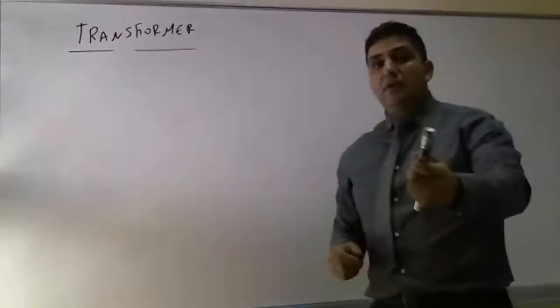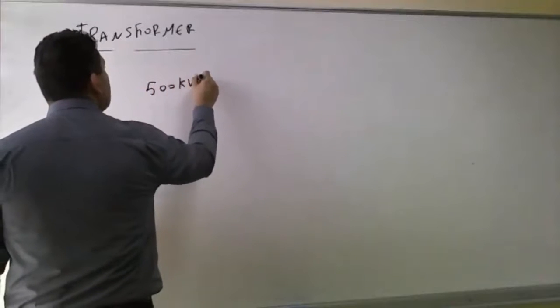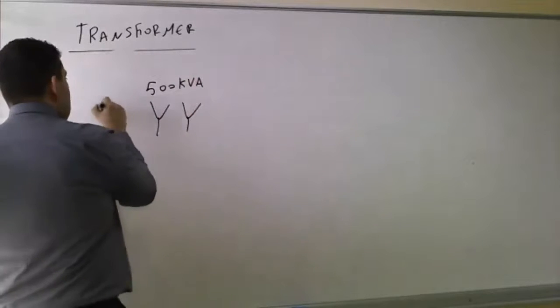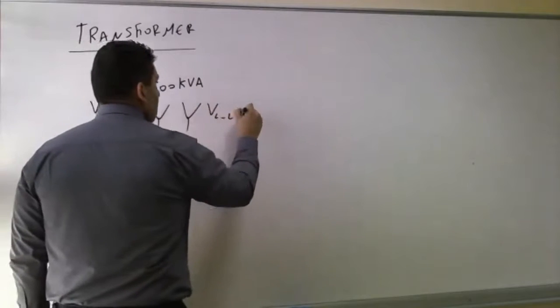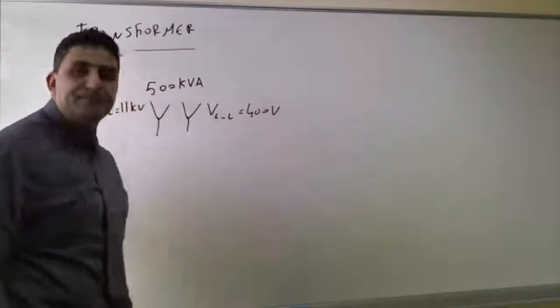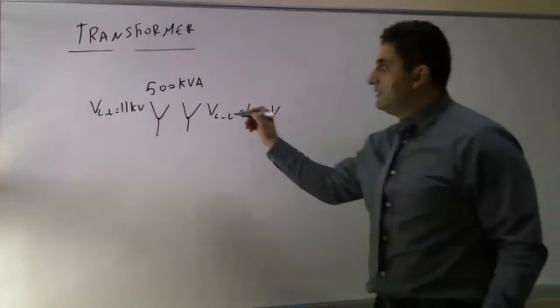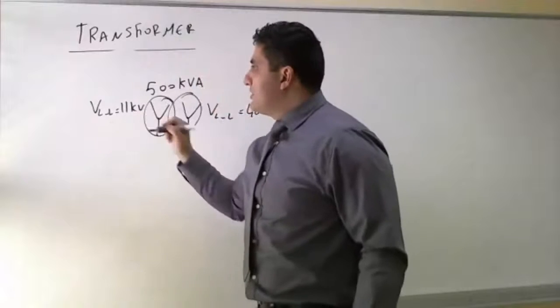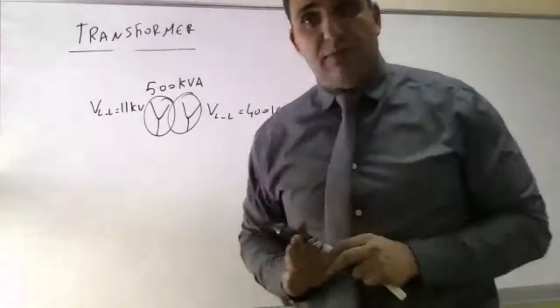Now, you have a transformer. You have a 500 kVA YY connected transformer. This side you have V line to line equal to 11 kilovolts. On this side, V line to line is equal to 400 volts. So we have a 500 kVA transformer connected in a YY system. The primary side line to line voltage is 11 kilovolts. The secondary side is 400 volts. This is known as a distribution transformer.